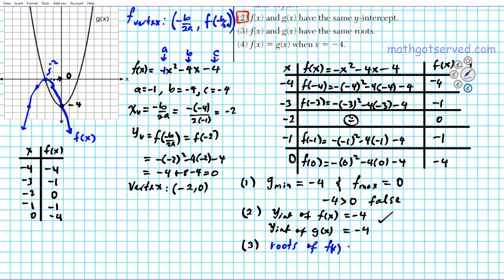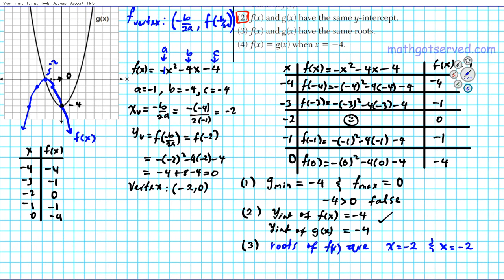So the roots of f of x are x equals negative 2 and x equals negative 2. This is called a double root scenario. Or you can say x equals negative 2 with a multiplicity of 2. All right? So the roots of f of x are negative 2 and negative 2. They're the same. They have exactly the same root. Okay? That always happens when your vertex is the x-intercept.